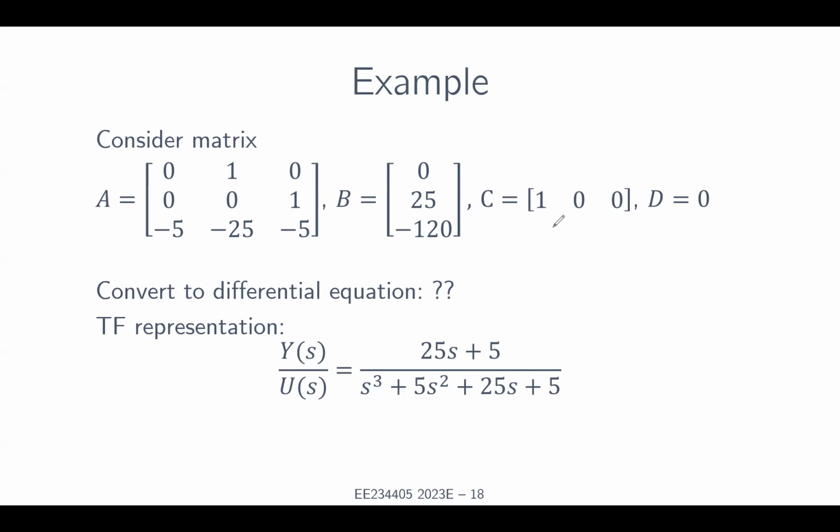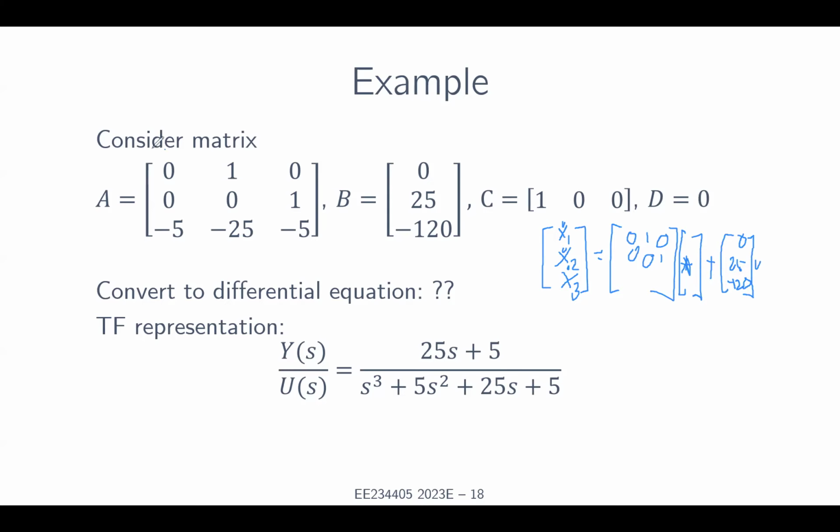So if we try to do this, suppose it's x1 dot, x2 dot, and x3 dot. So these are our first equation. It would just be 0, 1, 0, 0, 0, 1, and so on, plus, of course, this is the state x. I will just write x here. I think you can follow on your own. And this is 0, 25, minus 120 times u.